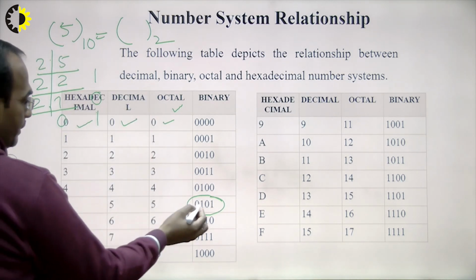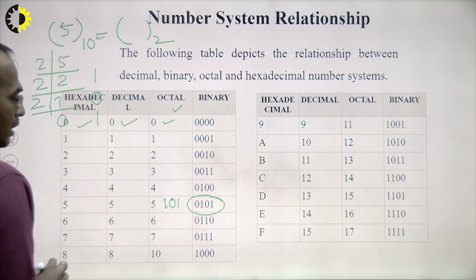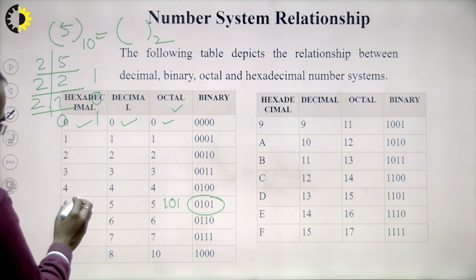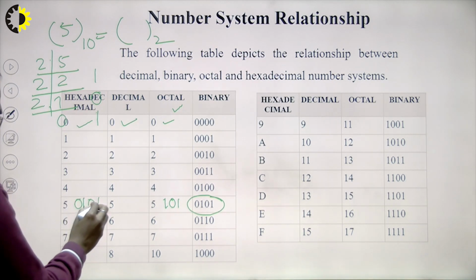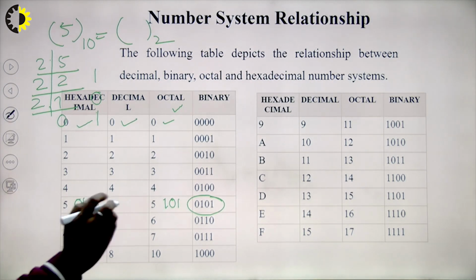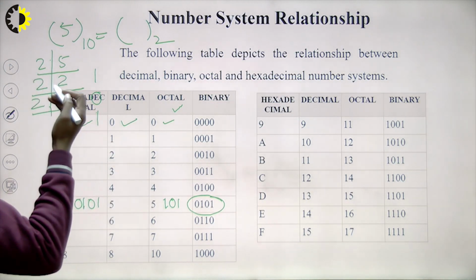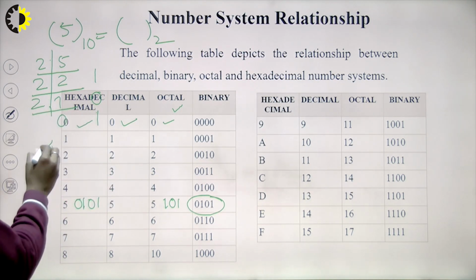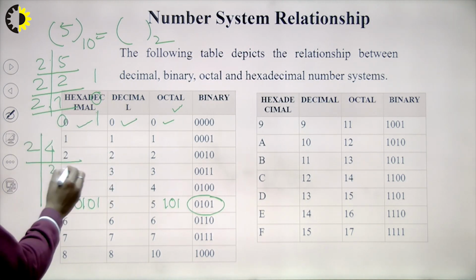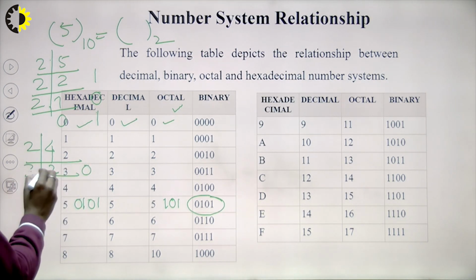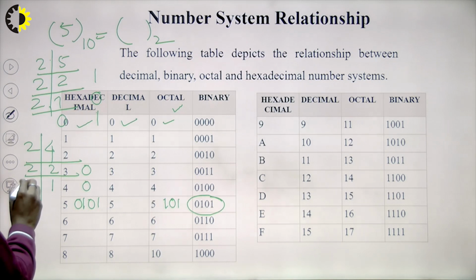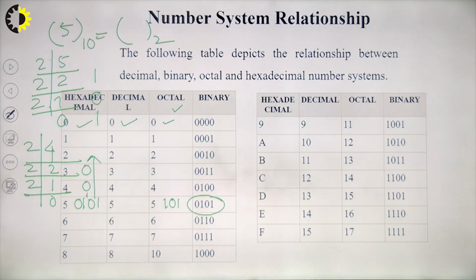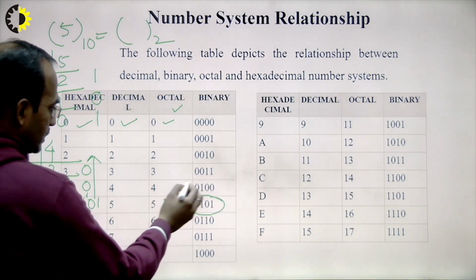In octal number system it will be 101, but in case of hexadecimal number system I have to write this 5 in 4 digits. So this will be 0101. Similarly for 4, what will be the equivalent for 4? 2 2s are 4, remainder is 0, 2 1s are 2, remainder is 0, 2 0s are 0, remainder is 1. So you have to move from bottom to top. So this will give 100.